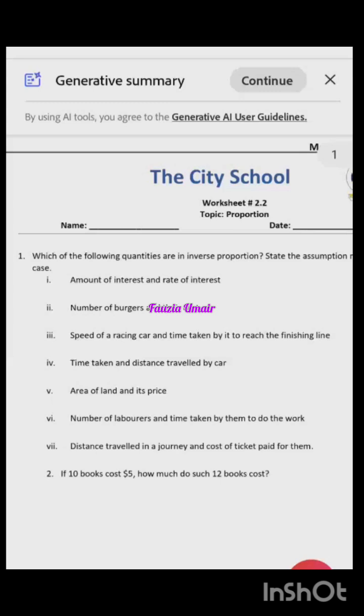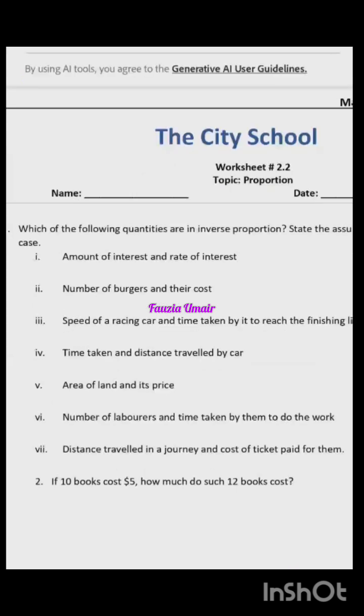First, we need to identify whether they are linked by direct proportion or inverse proportion. And secondly, we need to see what the assumption is. I told you that in proportion questions, apart from the two quantities we are comparing, all the other things are taken as constant. That is the assumption we are making. So we will write down both of them for every part, starting with the first one.